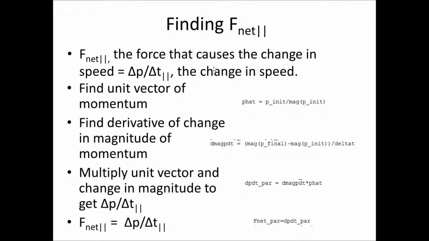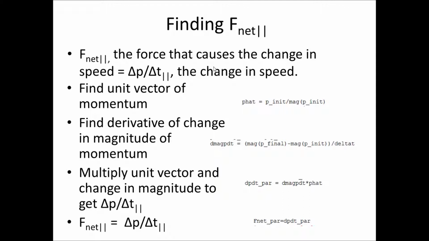In addition to Fnet, I calculated the parallel and perpendicular components of net force. Fnet parallel is the force that causes the object's change in speed and is equal to dp dt parallel, which is the change in speed. To find Fnet parallel, I first found the unit vector of momentum. I then found the derivative of change in magnitude of momentum. I multiplied these 2 values together to find dp dt parallel, and using Newton's second law, set dp dt parallel equal to Fnet parallel.